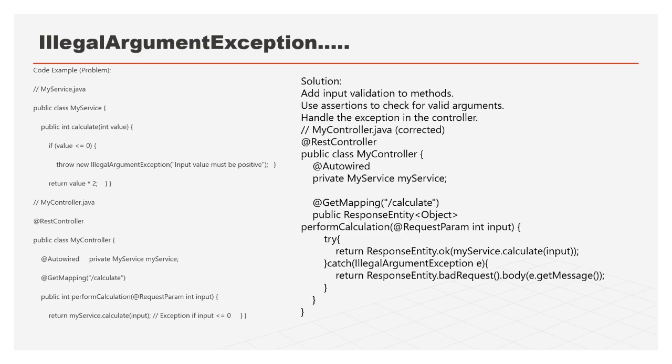Now, as a resolution, what you can do is add some validation at the method. You can use some assertion to check the validation. You can handle the exception in the controller itself, right? You can catch that, and then send a bad request body and get some message to be displayed.